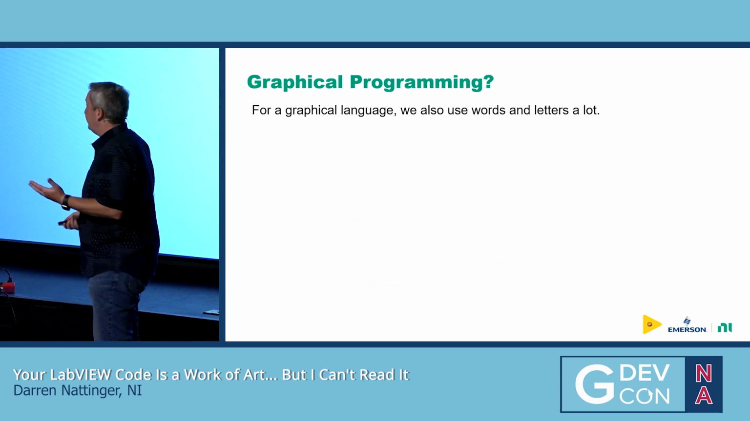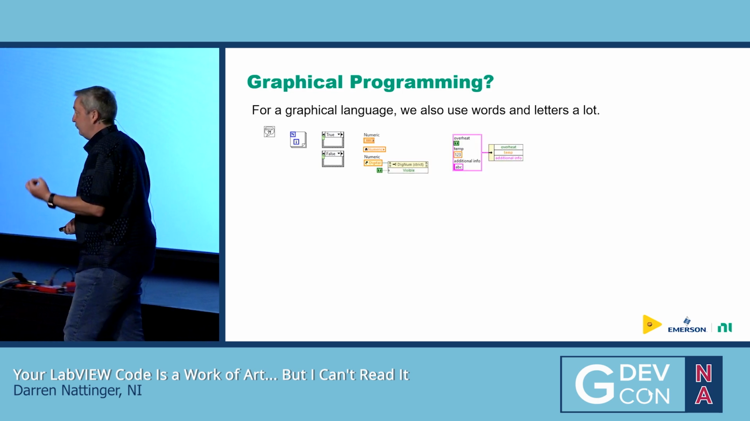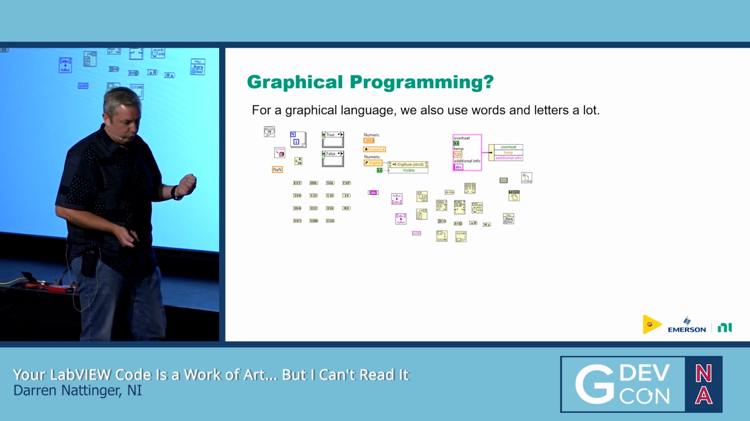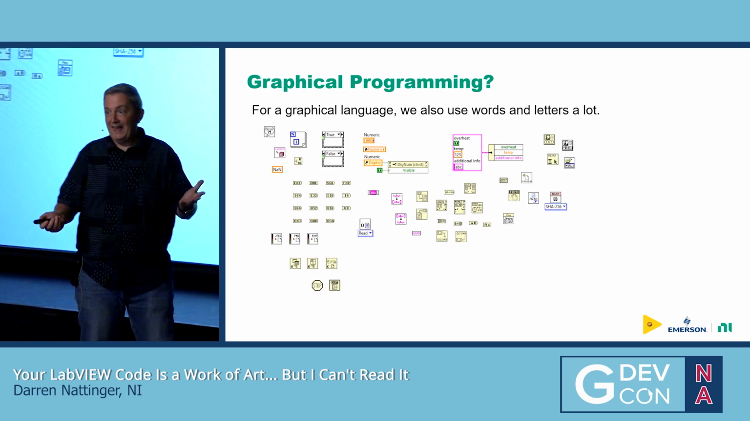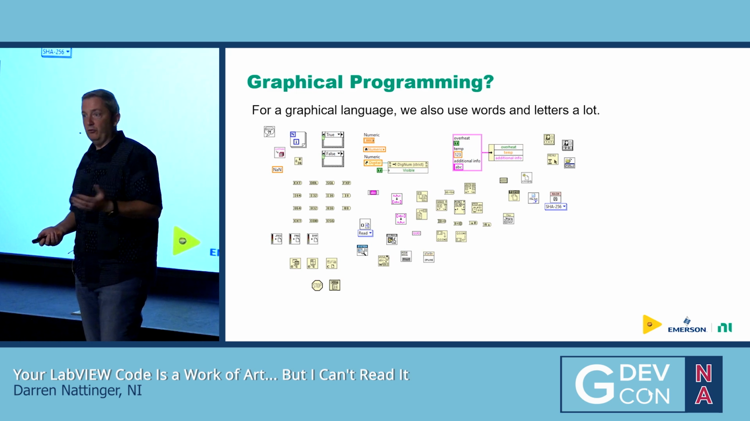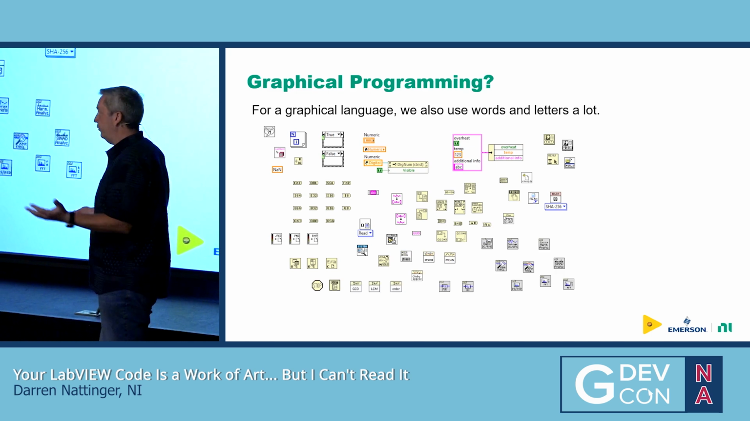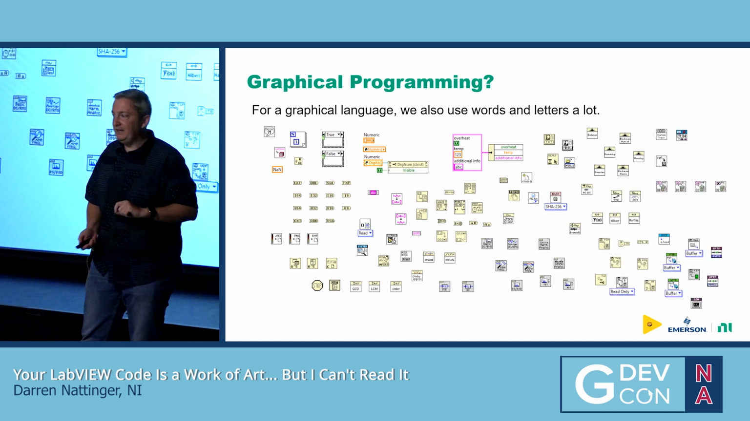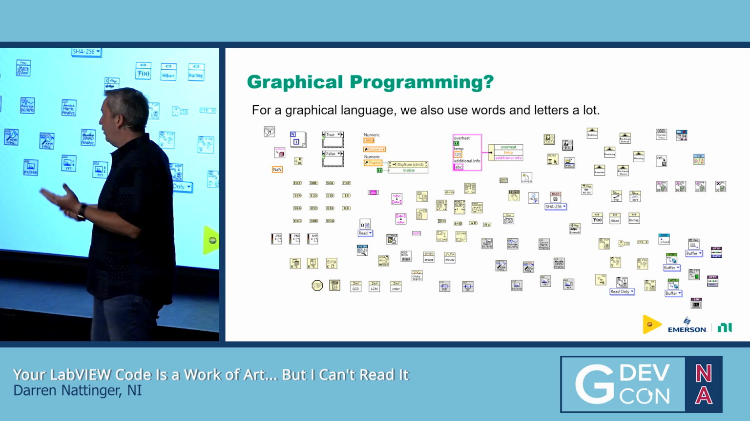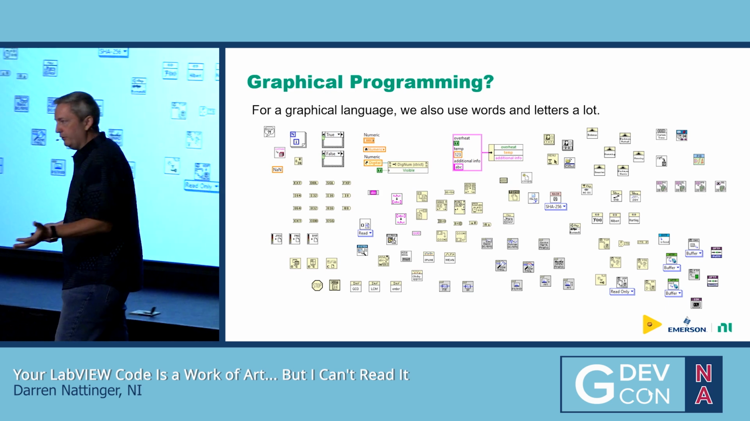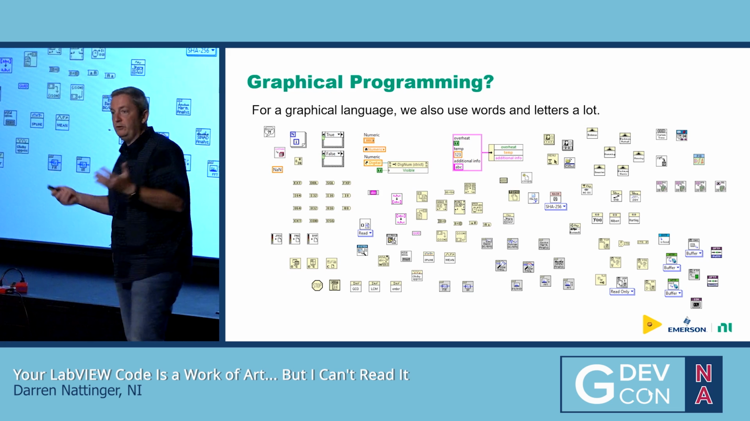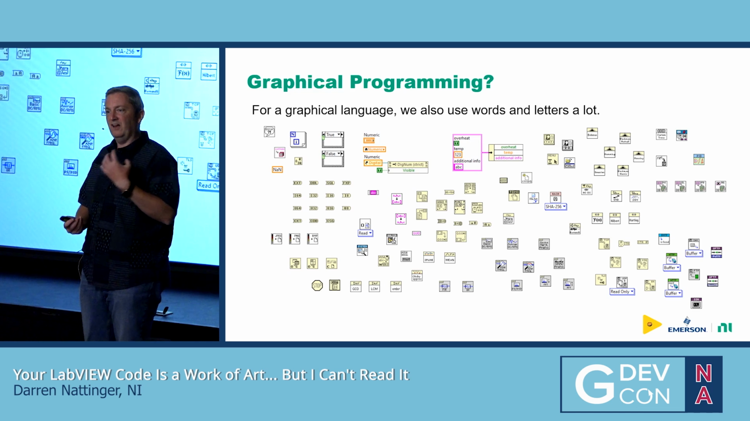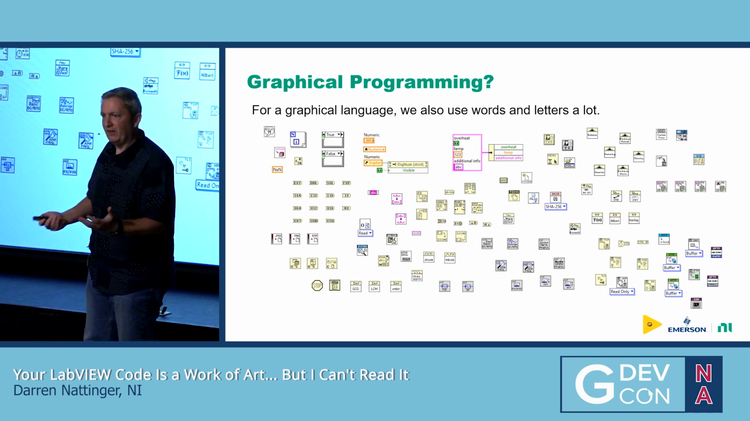Well, the thing is, in our graphical language, we also really like to use words and letters in addition to these symbols. If you're working with clusters, you're using the names of the elements in the cluster to figure out what to do. All the property nodes and invoke nodes in VI Server, those are text, those are names. Every single TDMS function has the letters TDMS on the top of it. So in our graphical language, we use a lot of symbols, we use a lot of letters, we use a lot of words. And sometimes people have sort of a negative reaction to the idea that there's a lot of words on our block diagrams or a lot of letters.